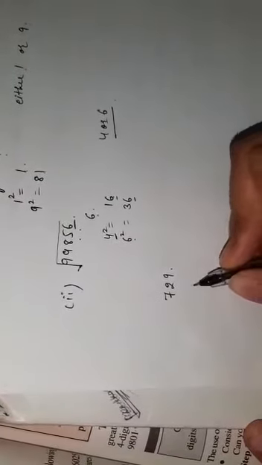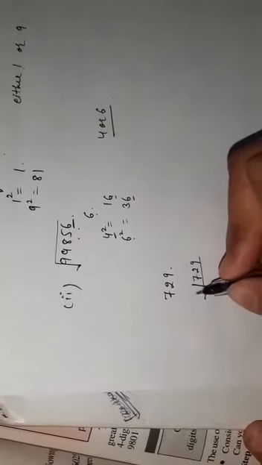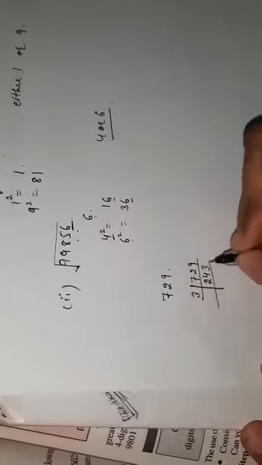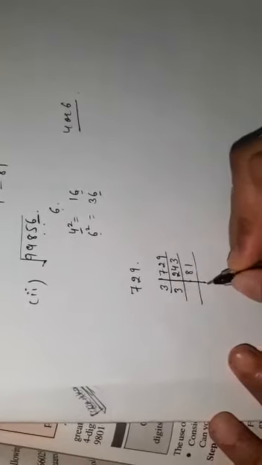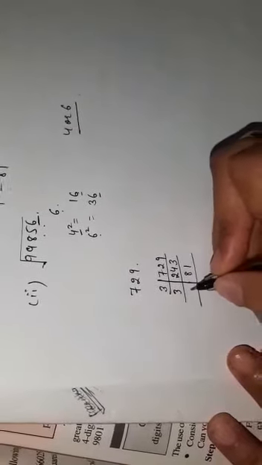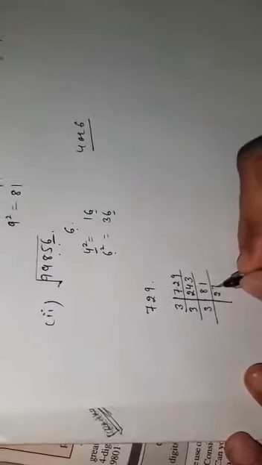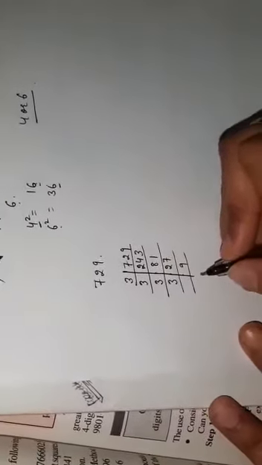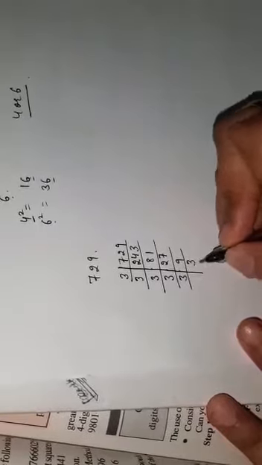729 is the number. So let's find out the prime factors of 729. It is divisible by 3. 3 2s are 6, 3 4s are 12, 3 3s are 9. Again it is divisible by 3. 3 8s are 24, 3 1s are 3. Again it is divisible by 3. 3 2s are 6, 3 7s are 21. Again by 3. 3 9s are 27. Then 3 3s are 9 and 3 1s are 3.